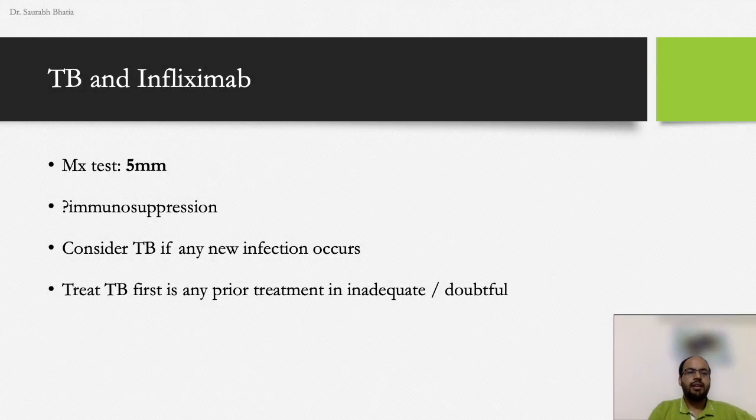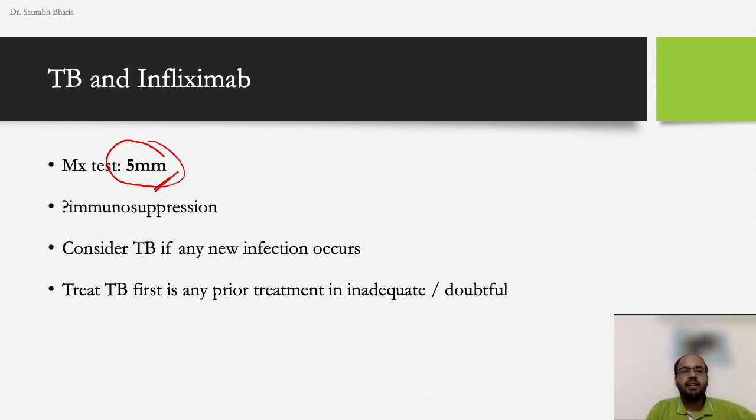Now, tuberculosis. Literature mentions that the cutoff for the Mantoux test for tuberculosis is 5 millimeter. However, the cutoff might be raised in a country like India where the prevalence is a lot higher. If it is less than 5 millimeter, it's somewhat safer with infliximab. If more than 5 millimeter, then do other investigations like chest X-ray and IGRA.